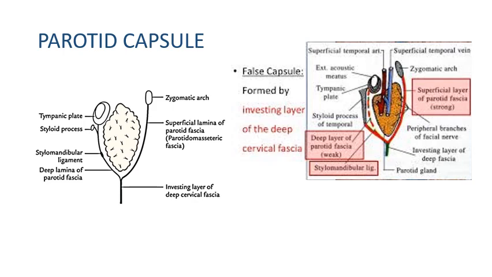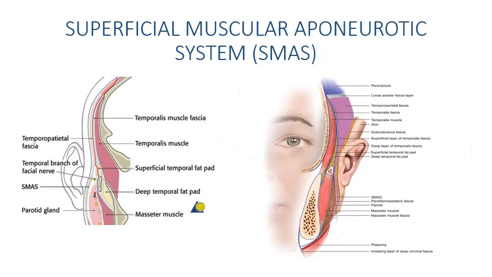The most anterior part of the fascia is known as masseteric fascia, which covers the masseter muscle. Also, the gland is overlapped by an aponeurotic system known as the superficial musculoaponeurotic system. This system continues above with the temporoparietal fascia and frontalis muscle, below with platysma, and over the gland with the risorius muscle, which is involved in facial expression.